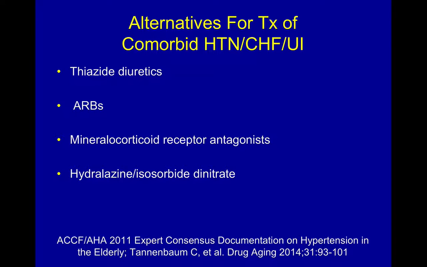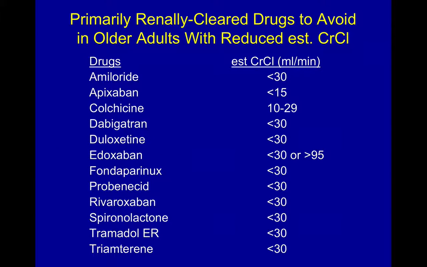But there are alternatives. Remember I said thiazide diuretics are good for use in isolated systolic hypertension. Angiotensin receptor blockers have fewer problems with orthostasis. Spironolactone is not a bad option in congestive heart failure. Also, in ethnic populations with congestive heart failure, hydralazine and isosorbide dinitrate is a good combination.